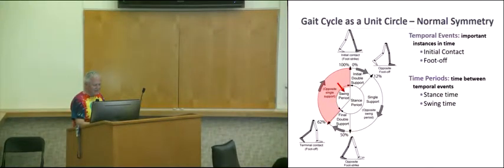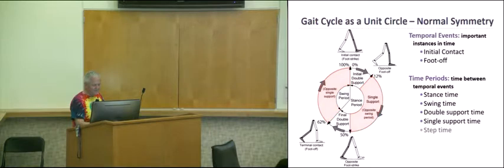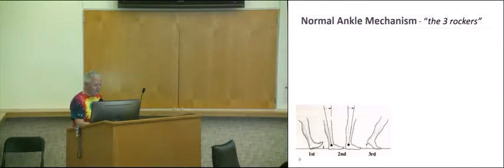Swing is about 40% of the gait cycle, when the limb is swinging. There are 2 periods of time where both feet are on the ground, unless you're a horse, and those are called double support time. And then there's single support time, which is the swing phase of the opposite side. And we're looking at step time and stride time.